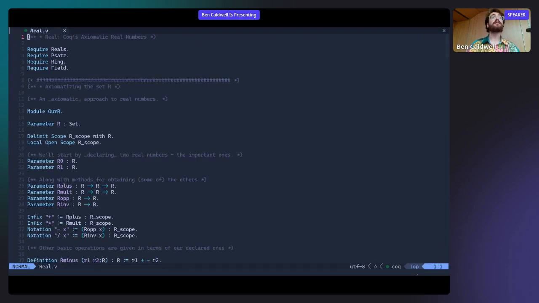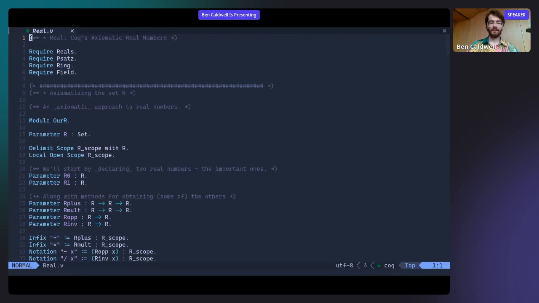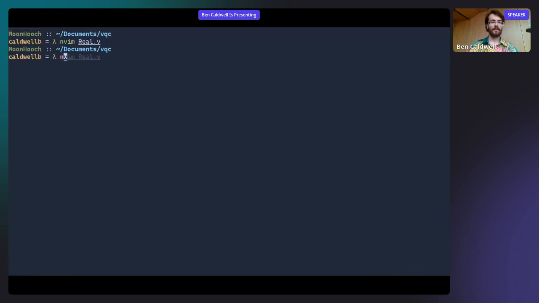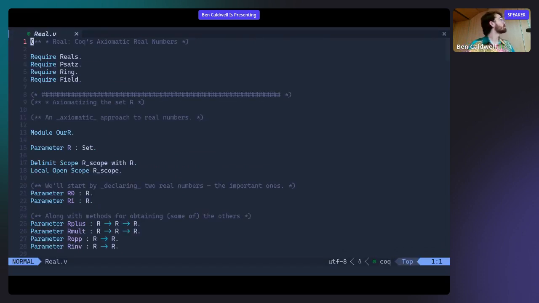Could you maybe make the font slightly bigger? Yes. Here, let me just... Is that better? Okay, yeah, and if anybody else is having trouble seeing, please do speak up.